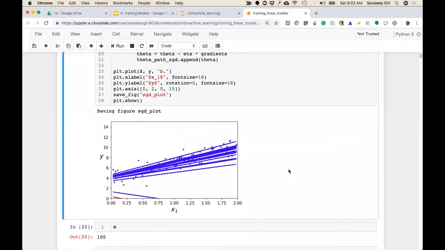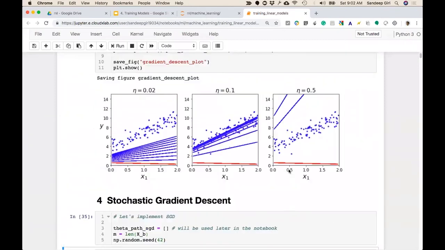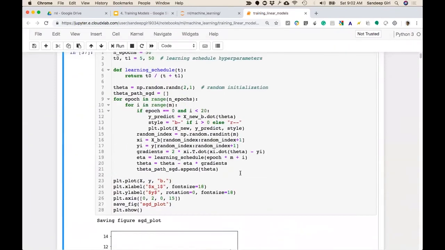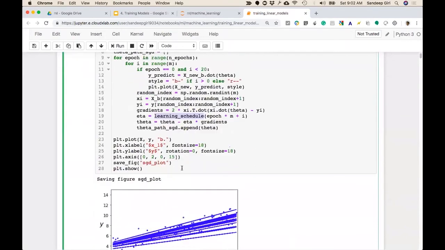All right. So this way you can see this is an example of stochastic gradient descent, whereby we are also using our learning schedule, right?